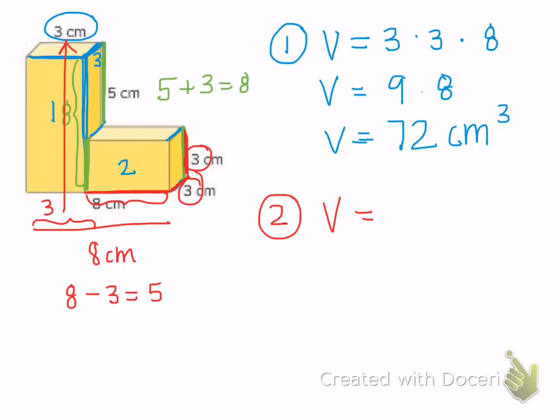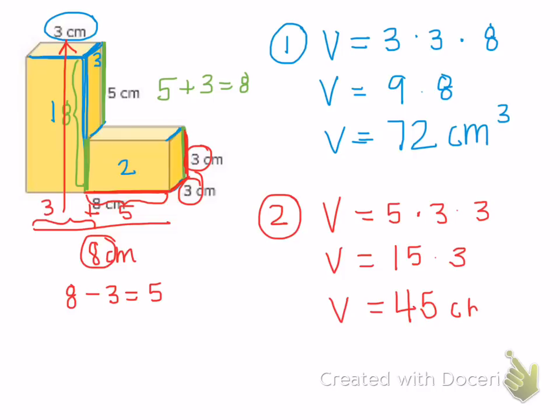So my missing piece is 5, which makes sense because 3 plus 5 equals 8. So my length was 5, my width was 3, and my height was 3. When I multiply those, I get 15 times 3, which is 45 centimeters cubed.